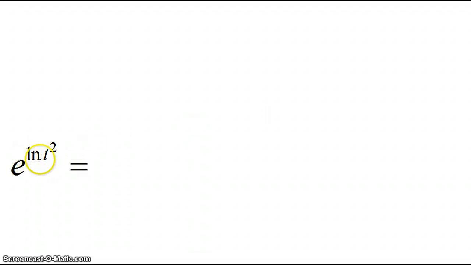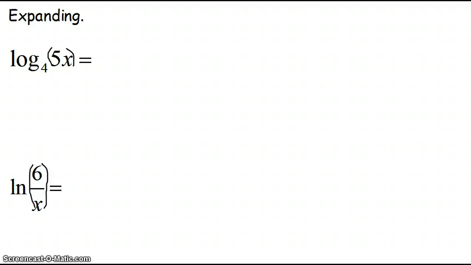Similar here, we've got again just the base of e here. The e's are the same, so you just get t squared. Now we're going to expand. Now expanding basically means you're going to write it as multiple logs.